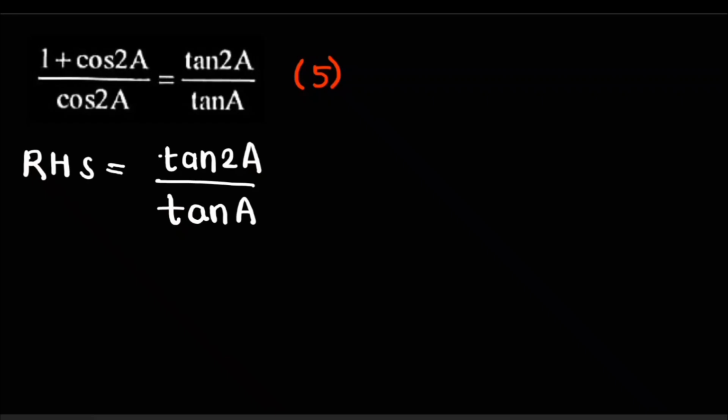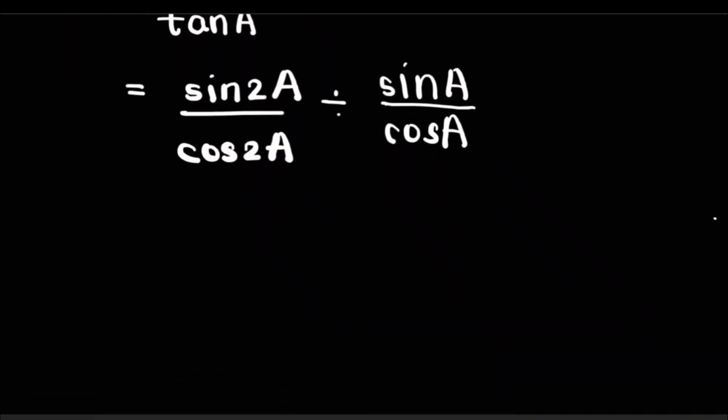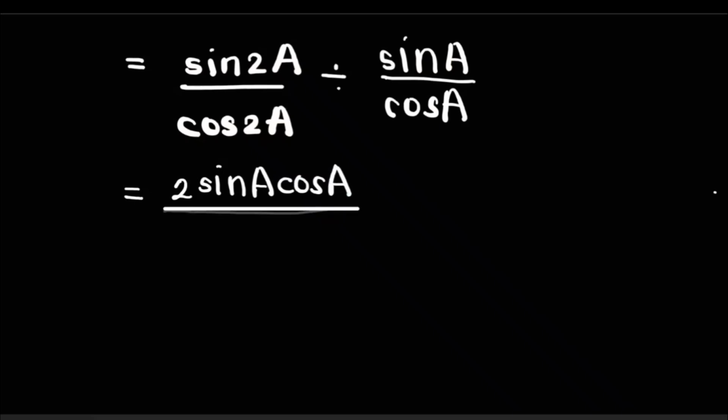Now let's expand. So tan 2a is going to be sine 2a over cos 2a. And what I'm going to do here is replace this main fraction line with a division sign. Now I'll expand tan a, which is just sine a over cos a. In the next step, I'm going to expand our numerator. We know that sine 2a is 2 sine a cos a. We'll keep the denominator, so our denominator here is actually cos 2a.